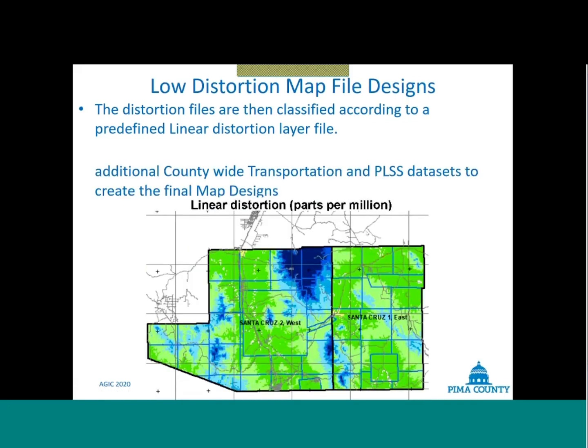Here's what the distortion images look like as they're added to our map with additional countywide transportation, PLS, and maybe even city population centers will be included in the map designs. And you can see the 2 designs, east and west Santa Cruz County, and you can see that most everything here is in green. Up in these high mountainous areas like the Santa Rita Mountains south of Tucson, there's not anticipated, there's really not any private land up there, so those higher distortions won't really have too much of an effect on their area. Population centers were a big part of the design, as well as ADOT highways and roadways. That's where all the work occurs, and that's where all the people live.